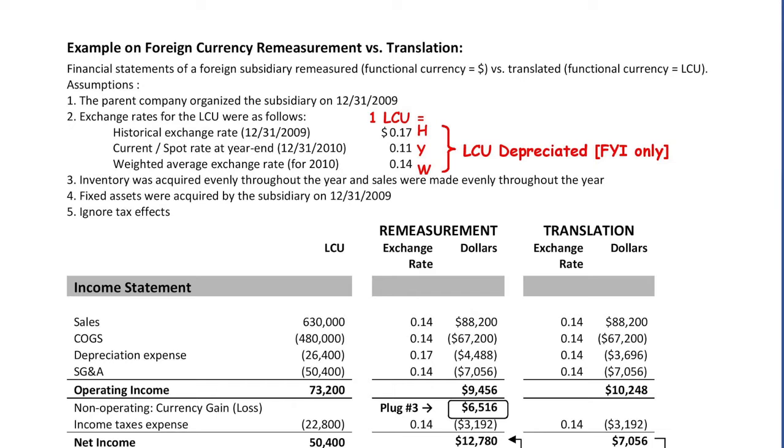Now to get more comfortable with these foreign exchange rates, let's look at what $1 is equal to. So historically, 1 LCU was equal to 17 cents. So you could write there $1 equals 6 LCU. Now at year end, 1 LCU was equal to 11 cents. Or you could say, right, $1 equals 9 LCU. During 2010, 1 LCU was equal to 14 cents. Or you could say, right, $1 equals 7 LCU.